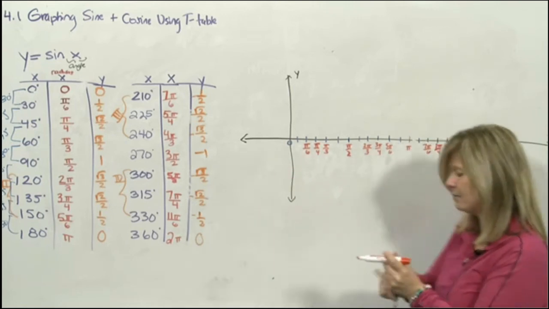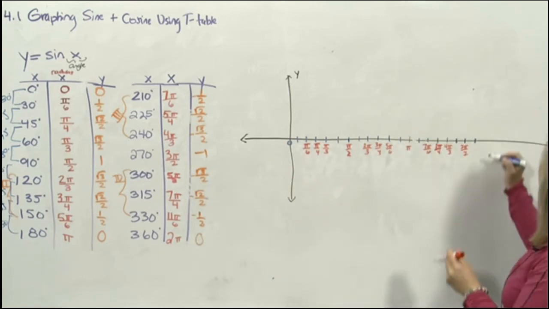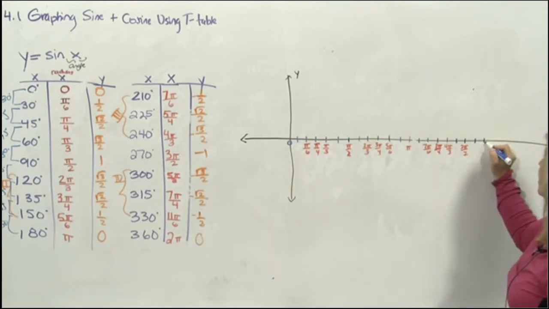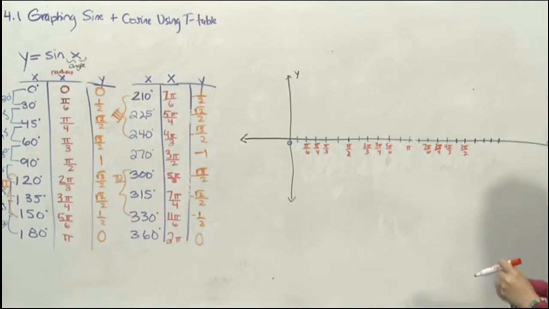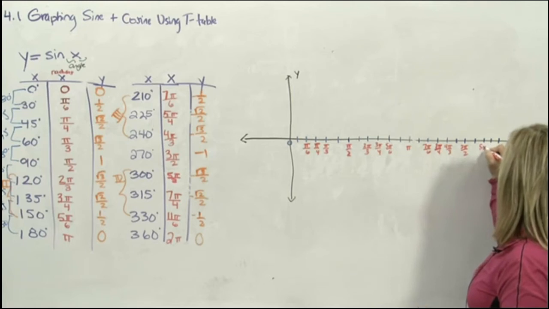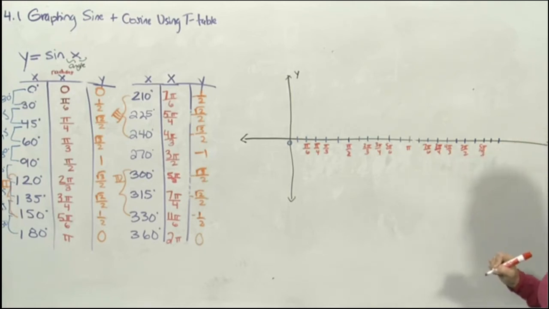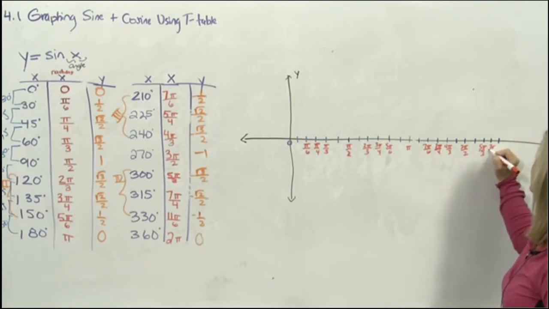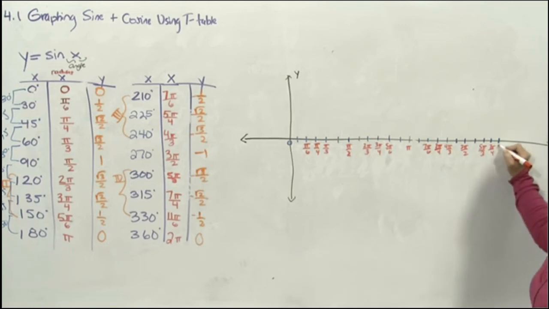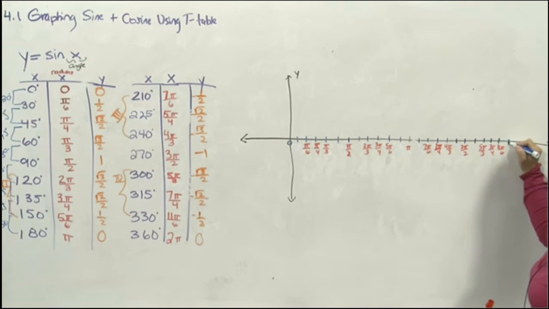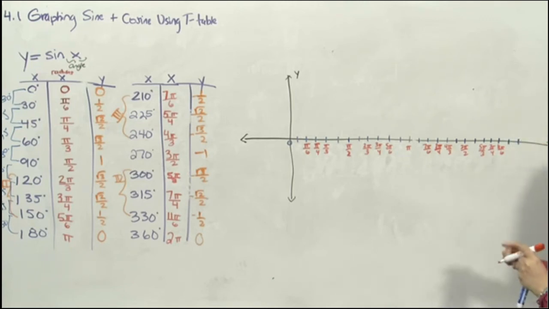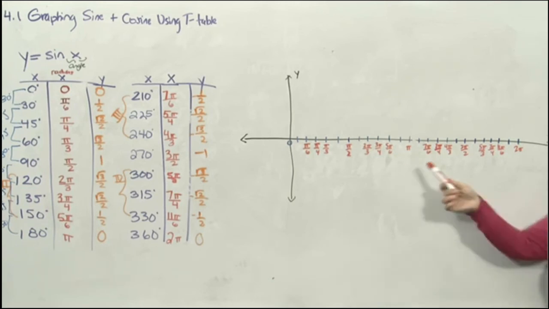Then I'll skip one again, because if I add 15 to 270, I'll get 285. I don't have that. And the next 3 should be 300, 315, 330. So I'm going to mark those. 300, 5 pi over 3, 315, 7 pi over 4, 330, 11 pi over 6. I should skip another blue line, and the last one should be my 360, which is 2 pi. That all needs to be labeled.